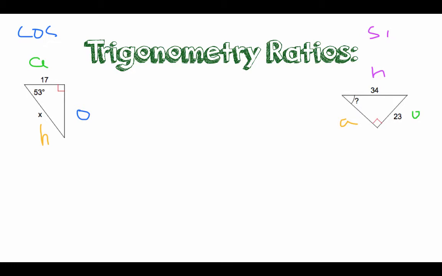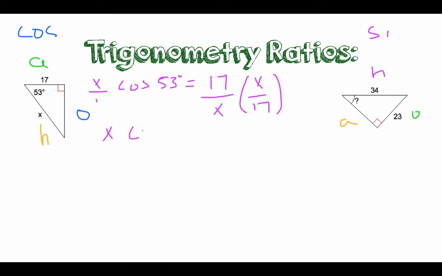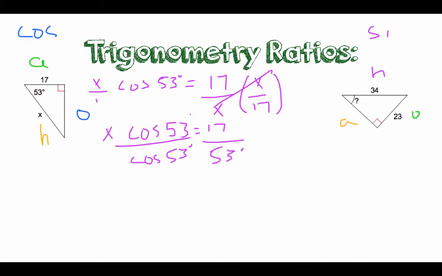I used the wrong function there, so be very careful that you use the right function. Cosine of 53 degrees equals 17 over x. Again, I'm going to follow those same steps and multiply to get x by itself, right? So I have x cosine 53 equals 17, and that's degrees. Now I have to divide by cosine of 53 degrees on both sides, right? And I'm left with x equals 17 divided by cosine 53.